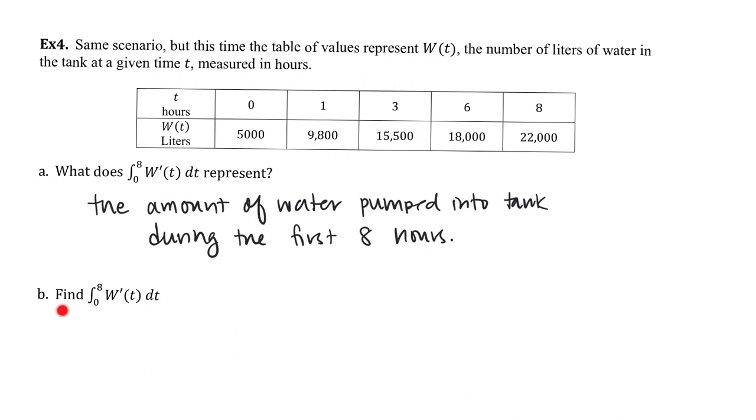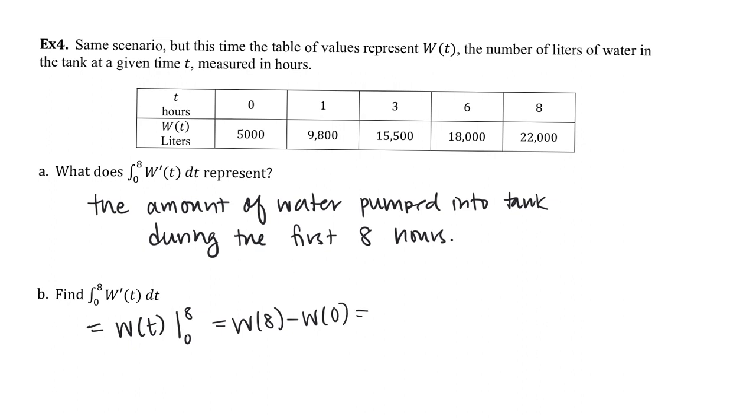Okay, part B, find the integral from 0 to 8 of W prime of t dt, which is the same thing we did, but we approximated doing a Riemann sum. But our table is not representing the W prime information. They're giving me W of t. Well, if I do the integral of W prime of t, I get W of t, because the derivative of W of t is W prime of t. So if I do the integral, I get W of t, and they want me to evaluate this from 0 to 8, which means I'm just doing W of 8 minus W of 0.